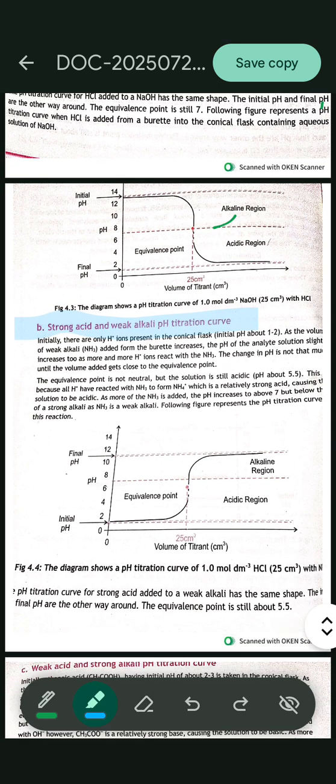So this diagram shows the reaction between HCl and NH3. Initially the pH was about 1, and the equivalence point is achieved at about pH 7, and after that we got a pH of 11 as the final pH. So the pH increases, but it will not increase as much because NH3 is a weak alkali. So it's basically a titration of a strong acid with a weak alkali. Okay, the equivalence point here is still about 5.5.